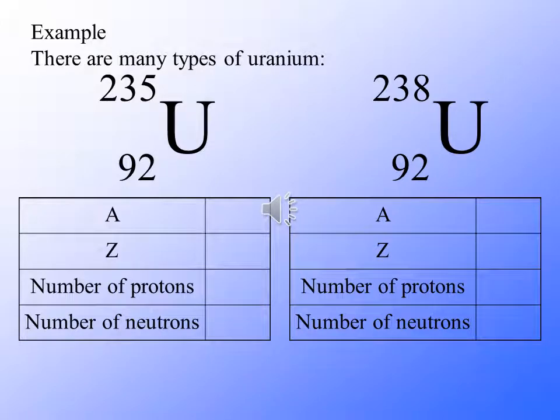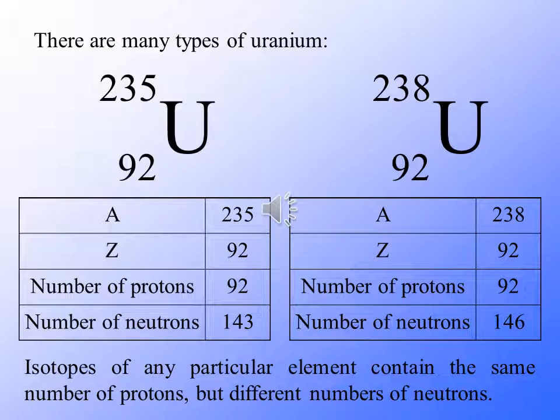Let us look at an example below. There are many types of uranium. We can look at the example of uranium-235 and uranium-238. We can determine the number of protons and the number of neutrons in the two uraniums.